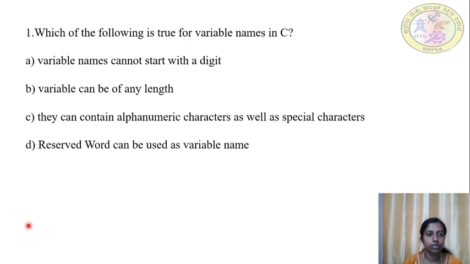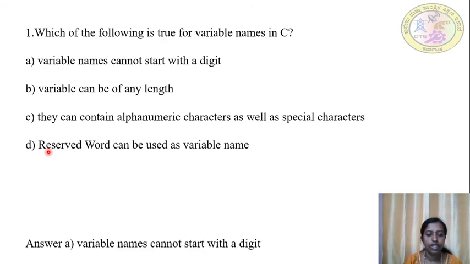Next we move on to multiple choice questions. Which of the following is true for variable names in C? A. Variable names cannot start with a digit. B. Variable can be of any length. C. They can contain alphanumeric characters as well as special characters. D. Reserved words can be used as variable names. Answer is A. Variable names cannot start with a digit.